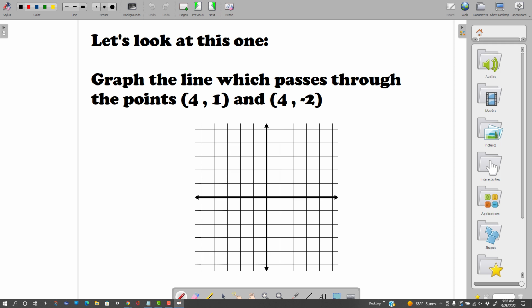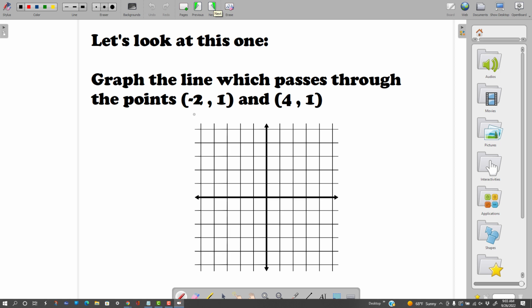Let's try another one. Here we have the point (4, 1), and the point (4, -2). Notice that these 2 points lie in a vertical direction. So if I graph the line that goes through these points, it would look like this. It's a vertical line. Notice that the X coordinates for the 2 points are the same.